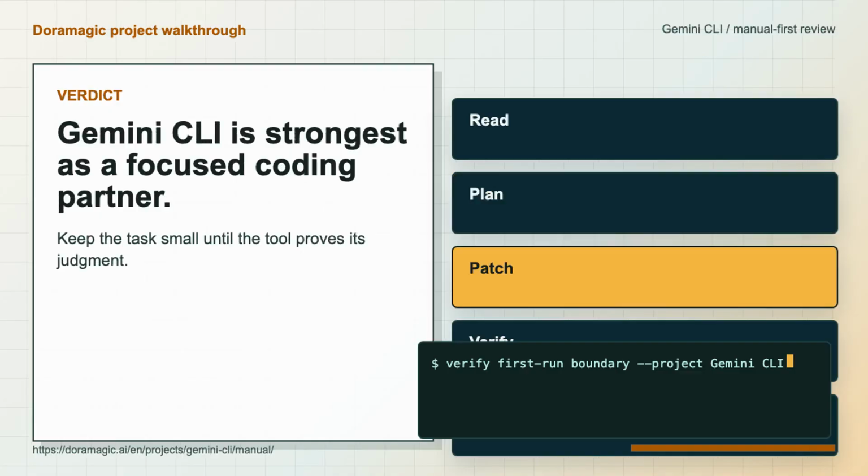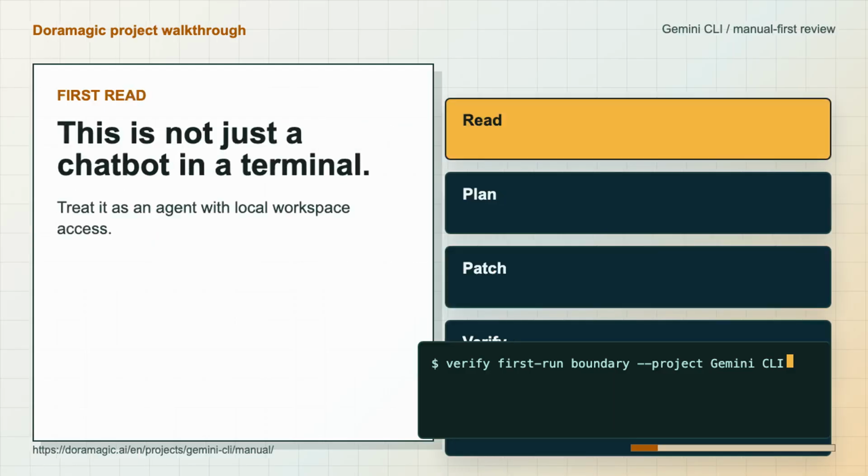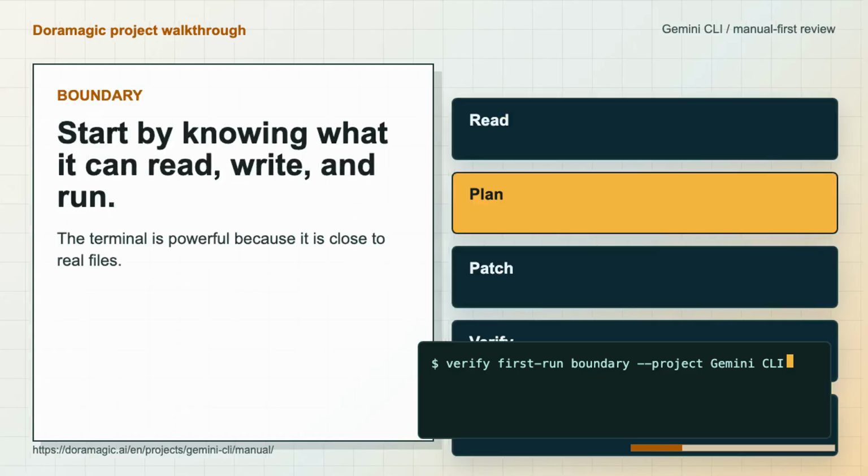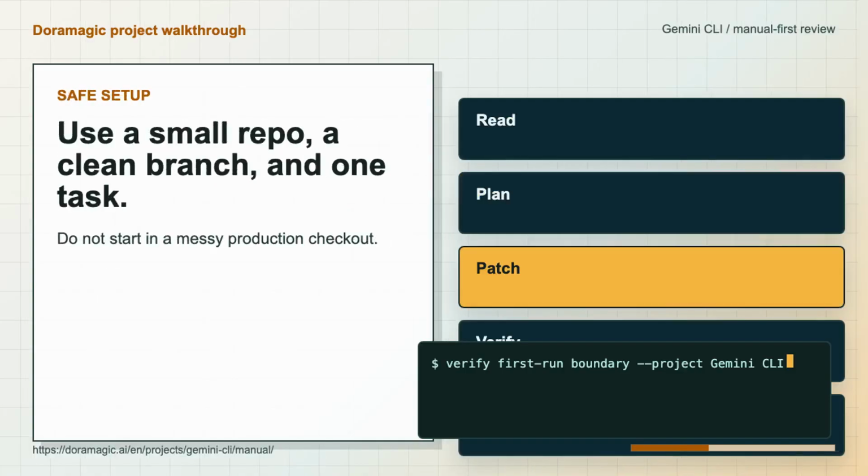My first run path is intentionally small. Open a disposable repository or a clean branch. Ask for one narrow change, something like updating a README section or adding one test. Then watch three things: the commands it chooses, the files it touches, and the final git diff.